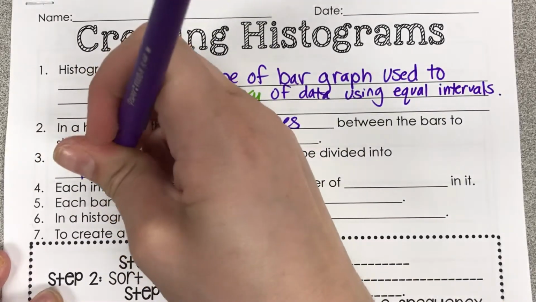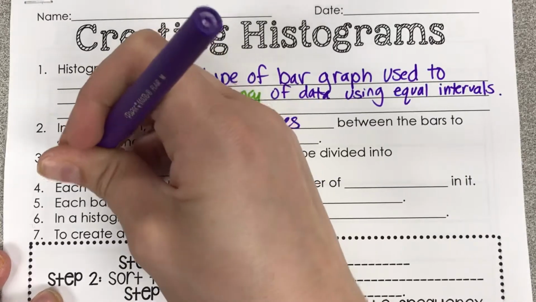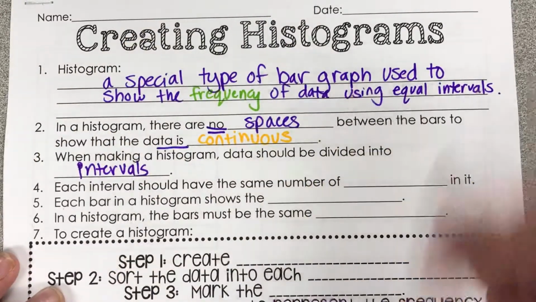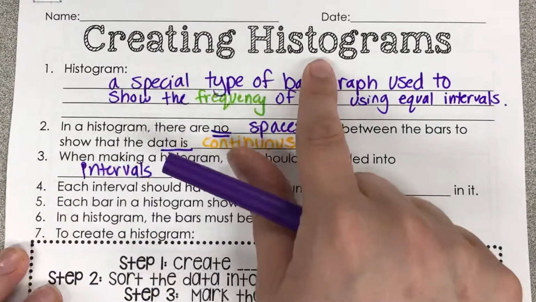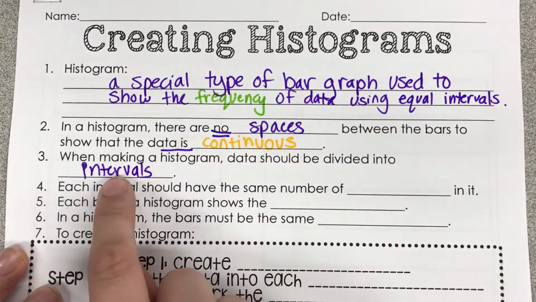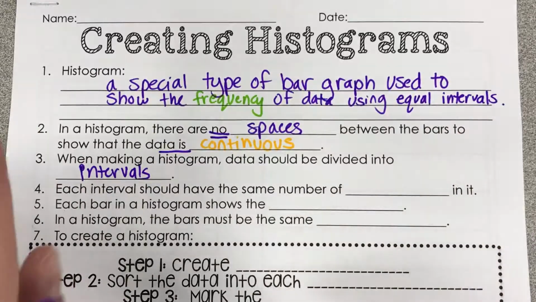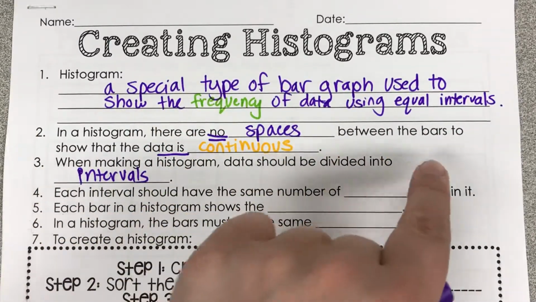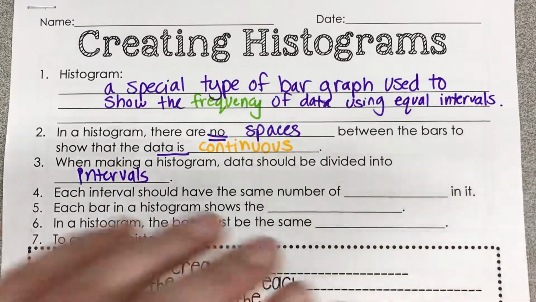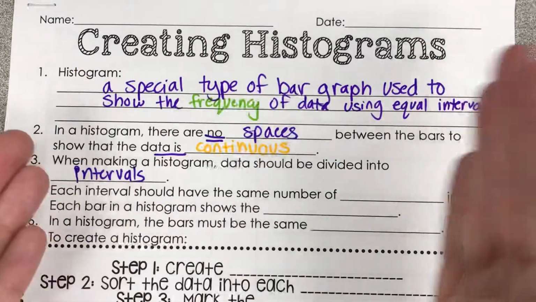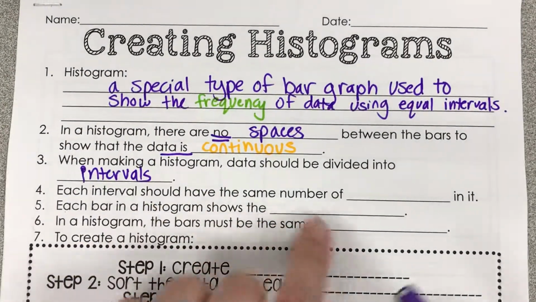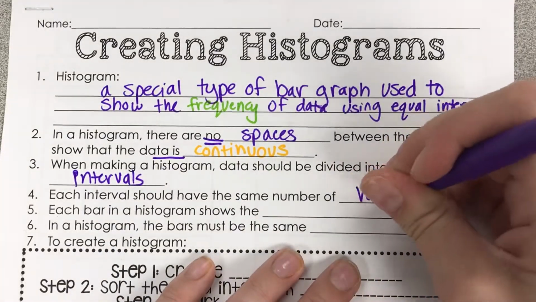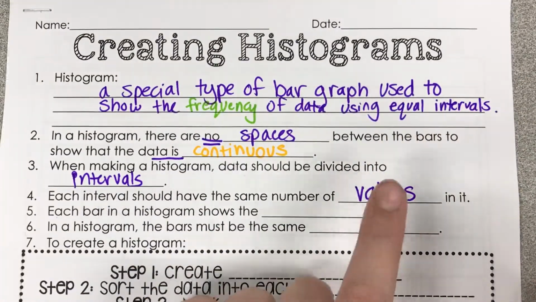So when we were talking about line plots and number lines, making sure that we're counting by ones or counting by twos or counting by threes, the same has to be said for creating histograms: they have to be equal intervals. You can't just make up random numbers and go 1, 2, 9, 95, 104, 2000. There needs to be equal intervals, like multiples marching on. Each interval should have the same number of values in it.